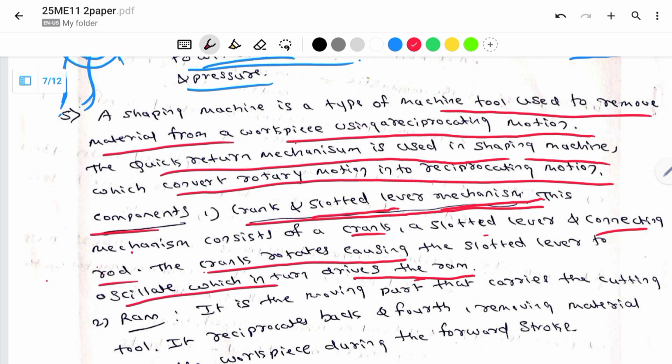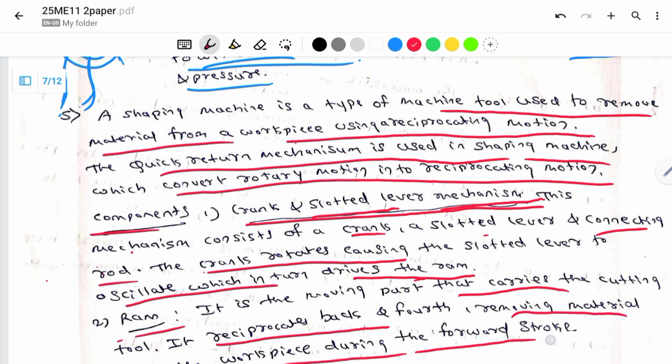Okay, so whatever I have told has been written here by one of our colleagues. The ram is the moving part that carries the cutting tool, reciprocating back and forth, removing material from the workpiece during the forward stroke. So as I mentioned, whatever I explained initially has been written here. This is the explanation about that.